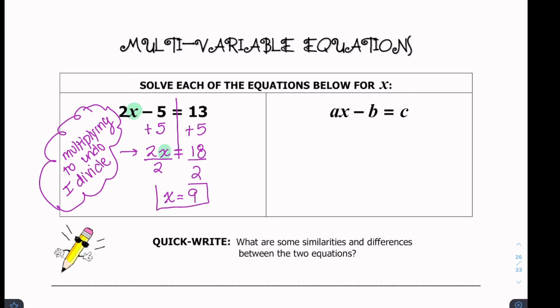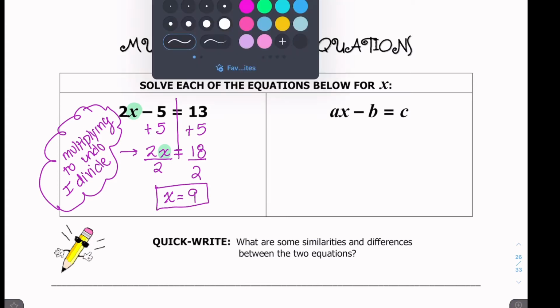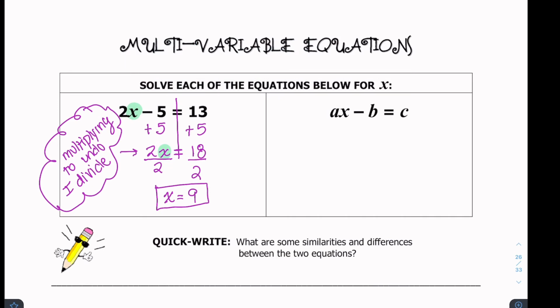Okay, so those are the steps. Let's go over here and take a look. If I draw my line, remember what I'm solving for. I'm still solving for x. So I don't touch the variable term. I bring over my b. I add b to both sides because b was being subtracted. So what's left is ax equals c plus b.